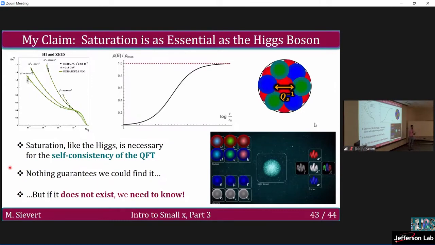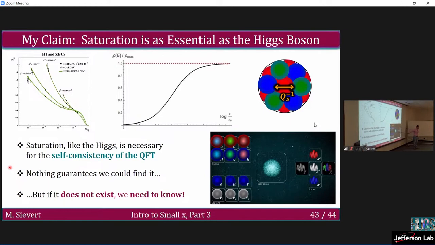I don't know anything about Technicolor, but I guarantee you Technicolor has a saturation problem. And whatever UV complete theory of nature you're dreaming up, you're gonna have to solve this problem to understand what a UV complete theory really looks like. So the case that I like to make and the note that I wanted to end on is I would advocate that discovering saturation is comparable to the necessity to discover the Higgs boson.